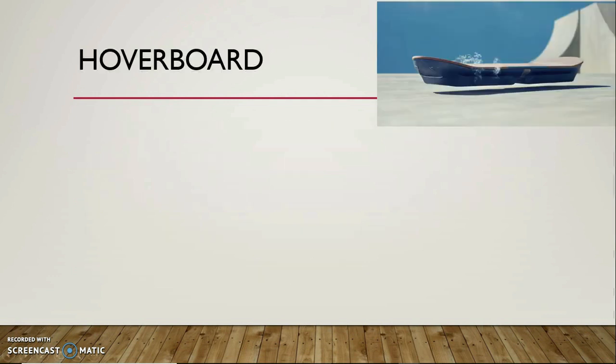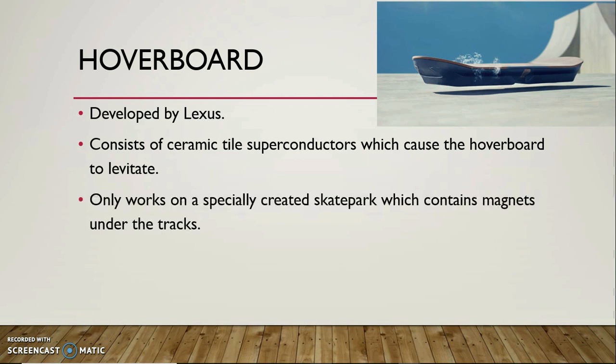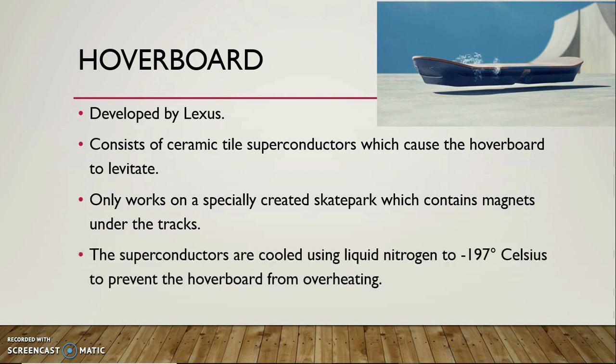The following modification is the hoverboard. It is developed by Lexus. The hoverboard consists of ceramic tile superconductors which cause the hoverboard to levitate. However, it only works on a specially created skate park which contains magnets under the tracks. The superconductors are cooled using liquid nitrogen to negative 197 degrees Celsius to prevent the hoverboard from overheating. Despite that, the liquid nitrogen will still boil at that temperature.